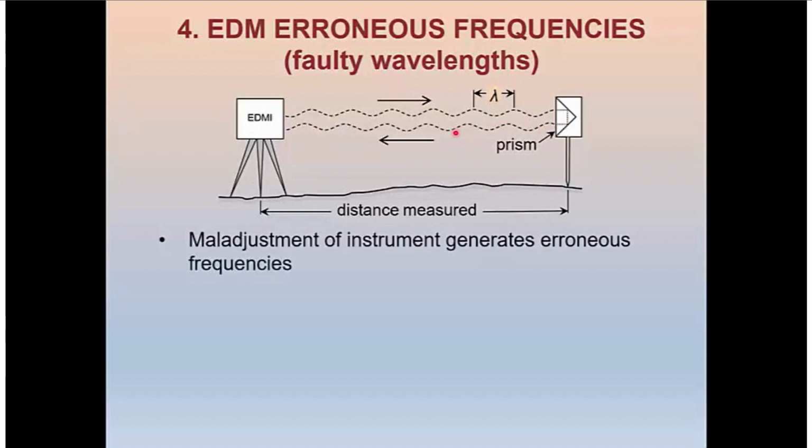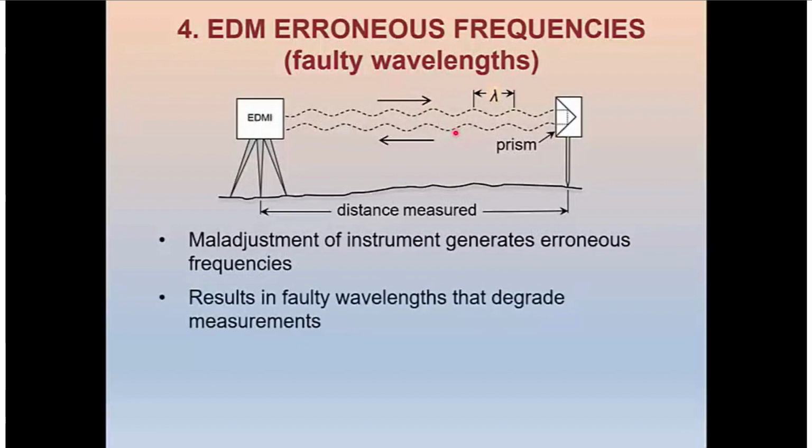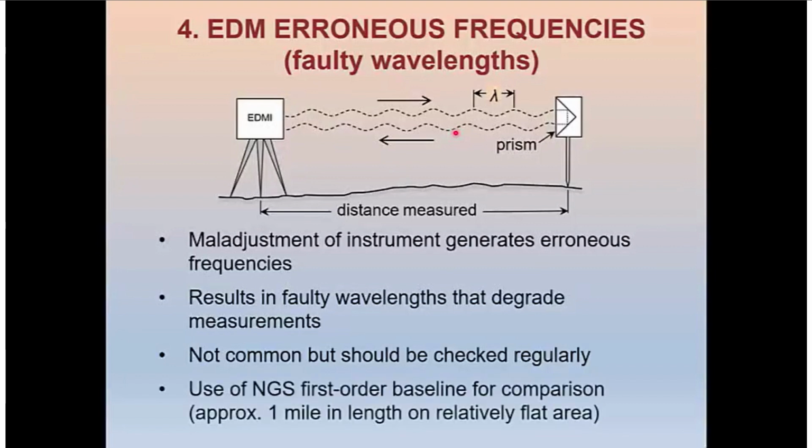So the maladjustment of the instrument generates the erroneous frequency. This results in faulty wavelengths that degrade the measurements. And this is not a common issue, but the total station should be checked regularly. And how do we do that? Well, we use an NGS first order baseline for comparison. These are baselines of approximately 1 mile in length on relatively flat area, and have varying distances of measurement along that line to calibrate your instrument.